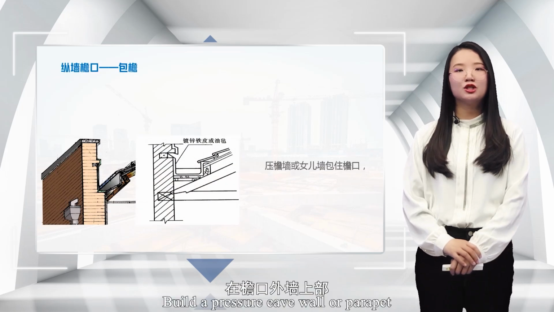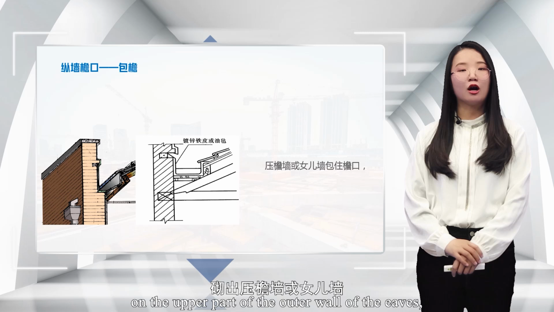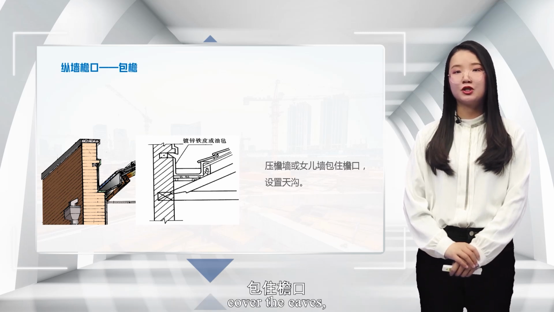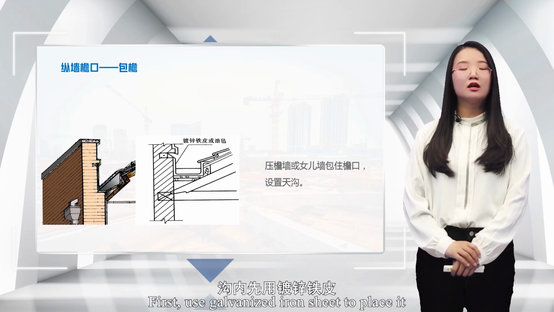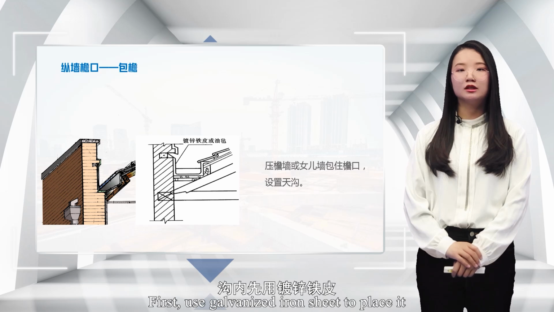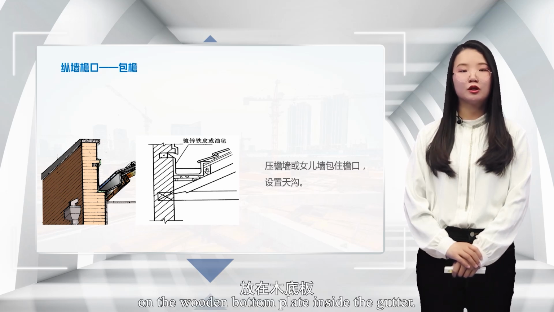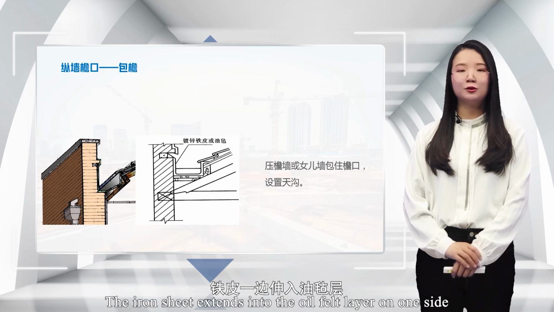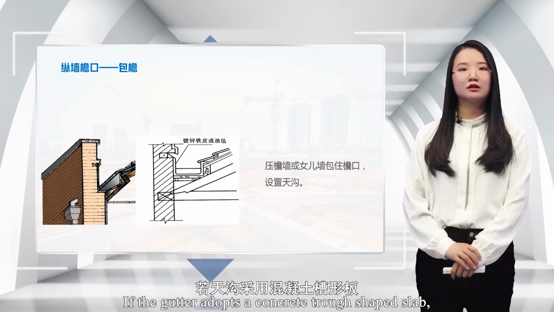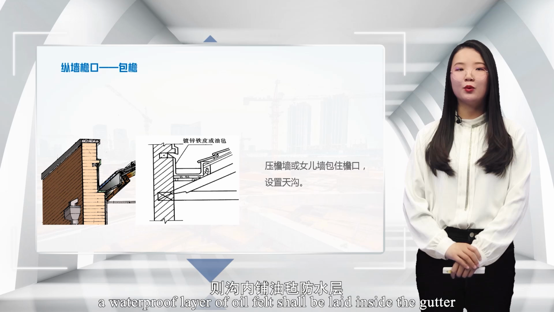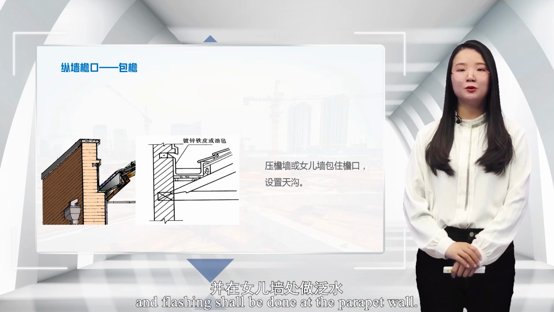Build a pressure eave wall, or parapet, on the upper part of the outer wall of the eaves. Cover the eaves, and set up a gutter inside the eaves. First, use galvanized iron sheet to place on the wooden bottom plate inside the gutter. The iron sheet extends into the oil felt layer on one side and is used for flashing near the wall on the other. If the gutter adopts a concrete trough-shaped slab, a waterproof layer of oil felt shall be laid inside the gutter, and flashing shall be done at the parapet wall.